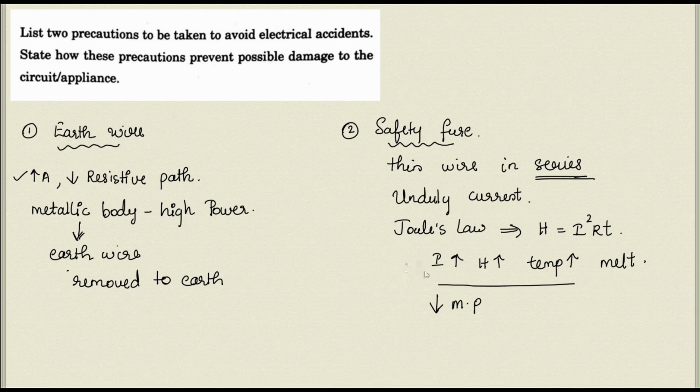So when high current passes through the circuit, due to more temperature, more heat energy, and due to the low melting point of the fuse wire, it will melt and then break the circuit. Break the circuit, which will cut off the current and block the current from further flow into the electrical devices. That is how we can save the electrical appliances from getting damaged, or we can avoid the electrical accidents using a safety fuse.